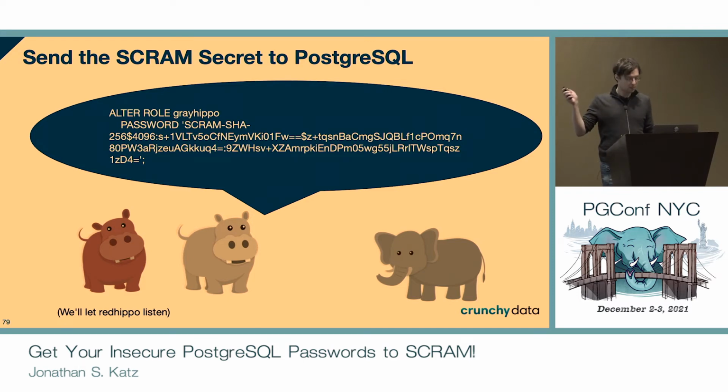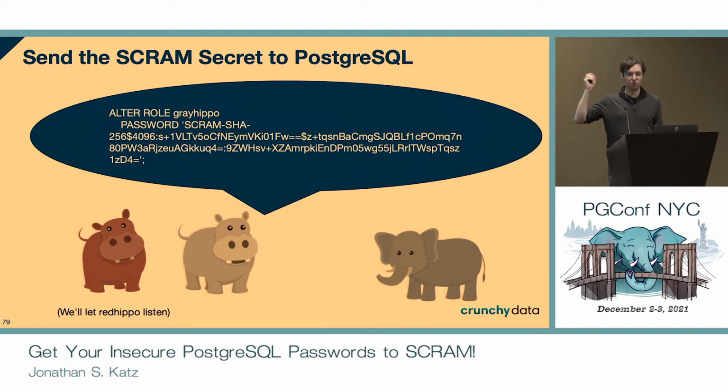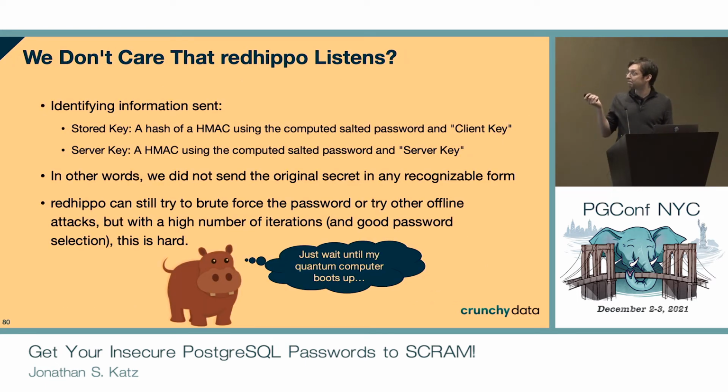So we've now made it very hard. And sure, we probably prefer for Red Hippo not to listen, right? You probably still want to send this over TLS. You probably want to put whatever other safeguards you have in place. But even if Red Hippo does get this, we've made Red Hippo's life way harder. Red Hippo can't derive the password as easily as before. Now, at some point Red Hippo might have access to a quantum computer, but we probably have other problems when that occurs. So we can, as they say, kick the can down the road a little bit.